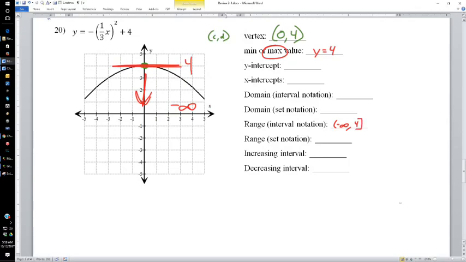Your range in set notation will introduce the y. Y is, well, everything is going down, so this is less than the 4. So it's less than or equal to 4. Okay? And your domain, for a quadratic, no x's are off limits. I can plug whatever I want in there, so it's all real numbers.